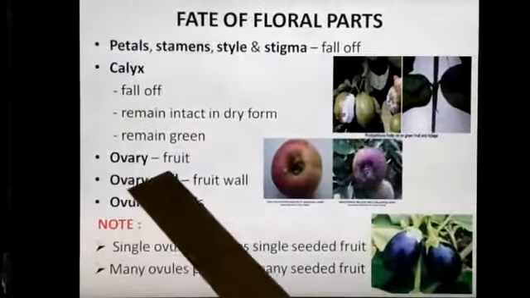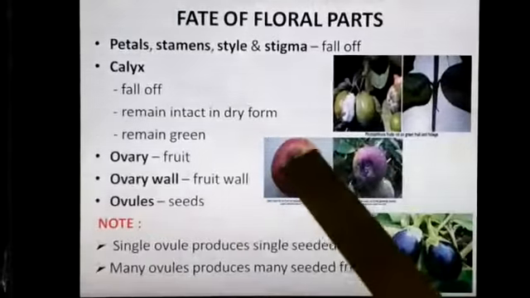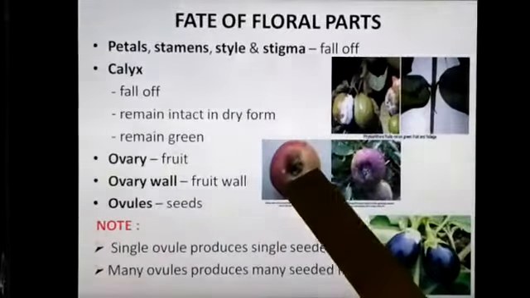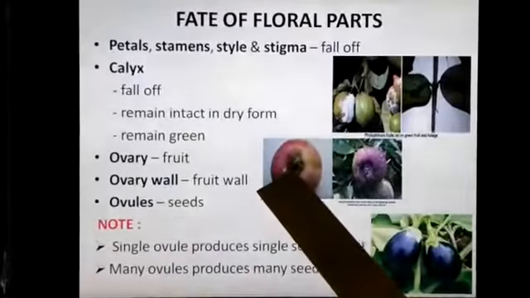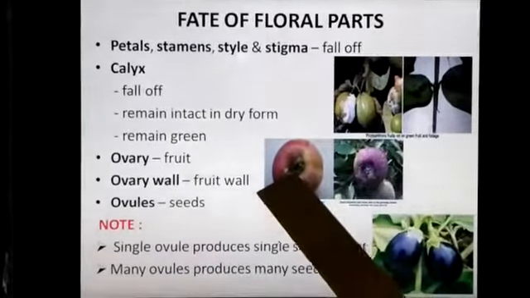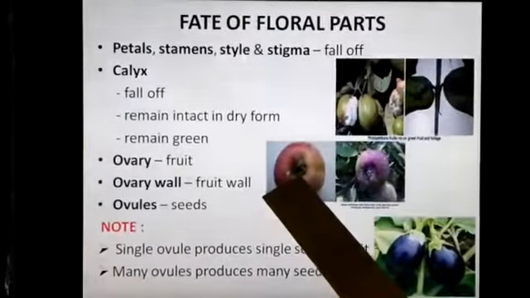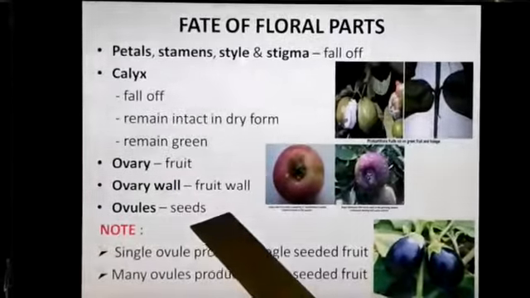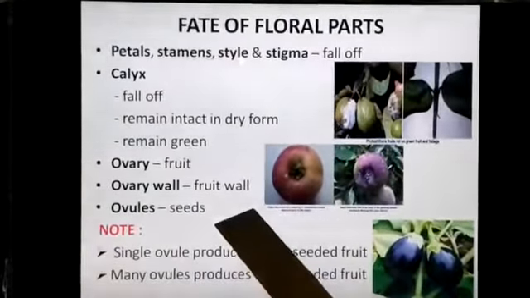The ovary completely turns into fruit. Ovary wall forms the fruit wall. The fruit wall varies from fruit to fruit. In some cases, it is seen dry and hard. In some cases, it is thick and fleshy. And in some fruits, it is thin, which we can peel off easily. Ovules turn into seeds. Now, this is the fate of floral parts after fertilization.